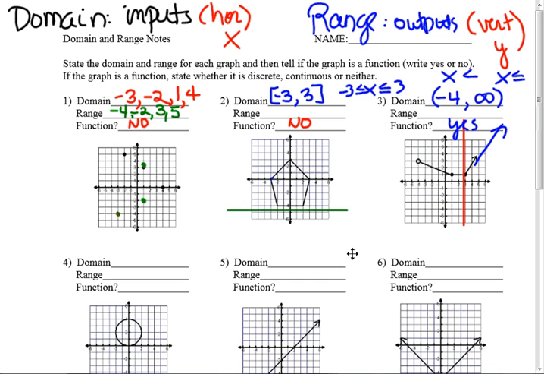What's the smallest y value this comes up to? -4, that's right. So this is -4. It includes -4, so it's a bracket. So that's important. It is a little tedious, but that's all we're going to do today.